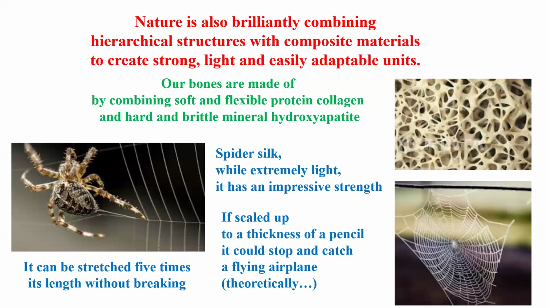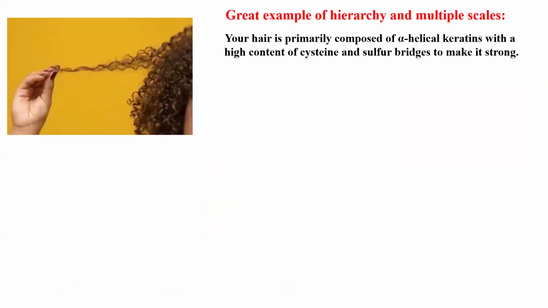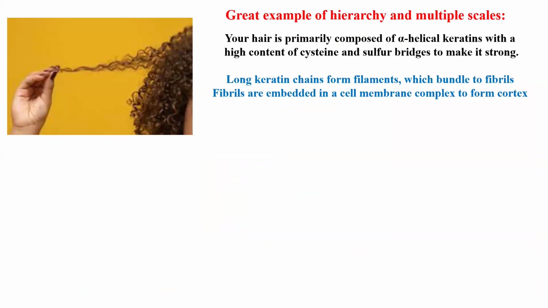And if we scale a spider silk to the thickness of a pencil, it could, in principle, at least theoretically, stop even a flying airplane. Another example, and a really great example, is our hair. It's primarily composed of alpha helical keratins with a high content of cysteine and sulfur bridges, and this makes it very strong.